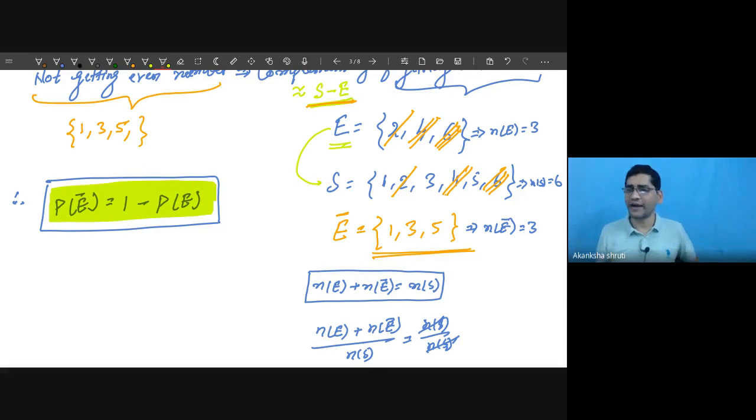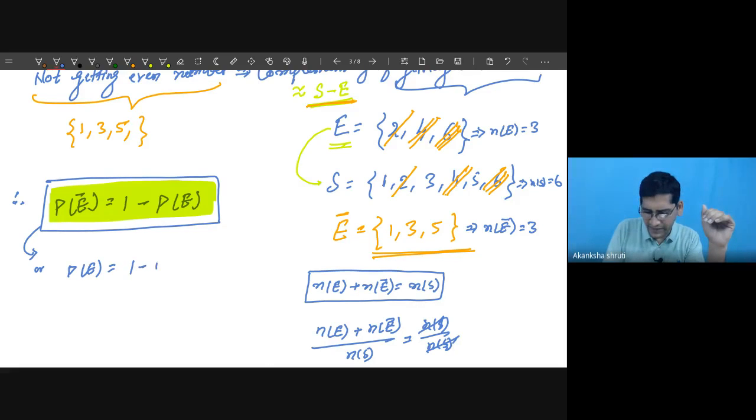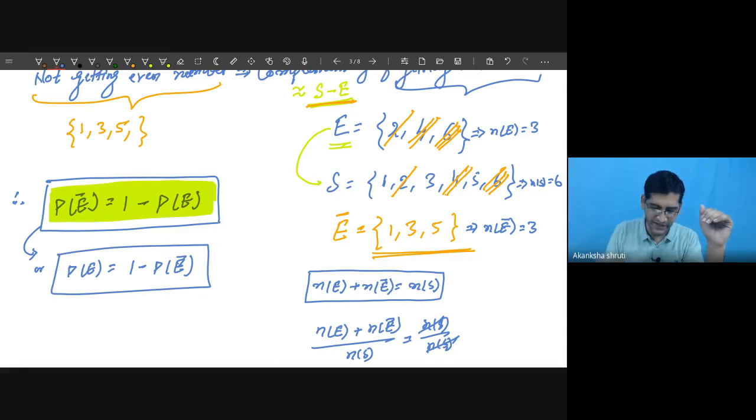Many times this is very helpful, especially when the event has a very large number of elements. Then sometimes we calculate the complementary event, and then we calculate the probability. Or in the reverse way, rearranging, PE also becomes equal to 1 minus PE bar, because PE plus PE bar is 1. So on one side you keep the bar, on the other side without the bar, and 1 minus that PE or PE bar you need to keep in mind.